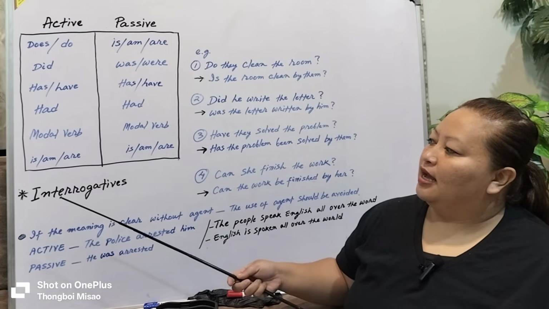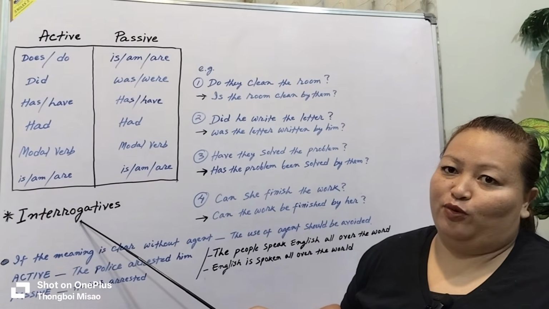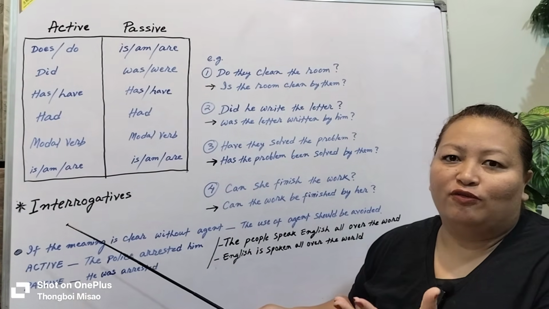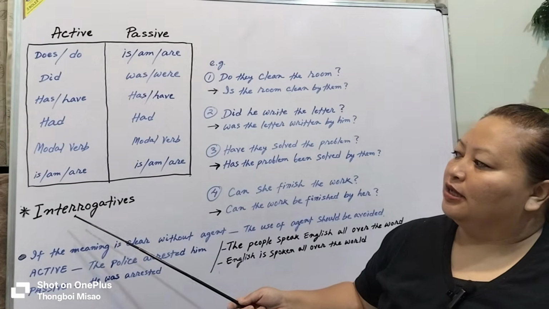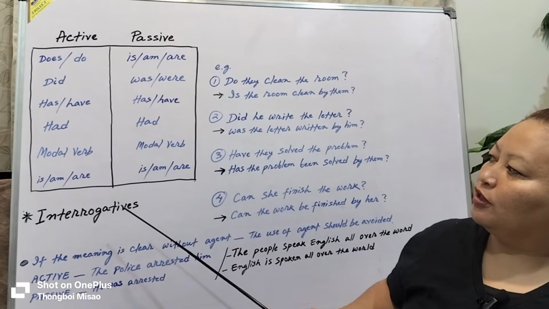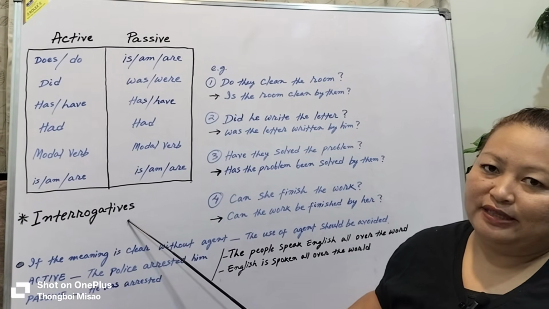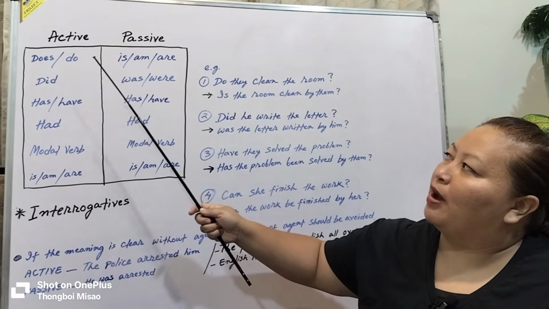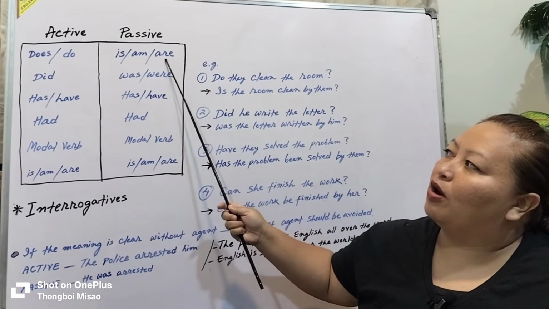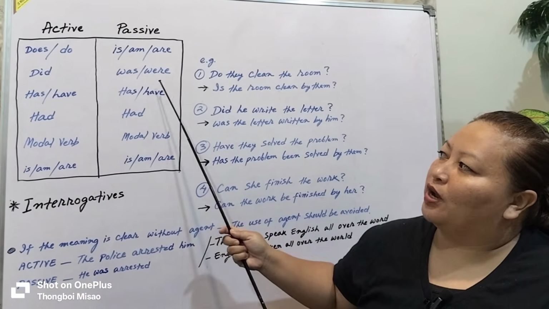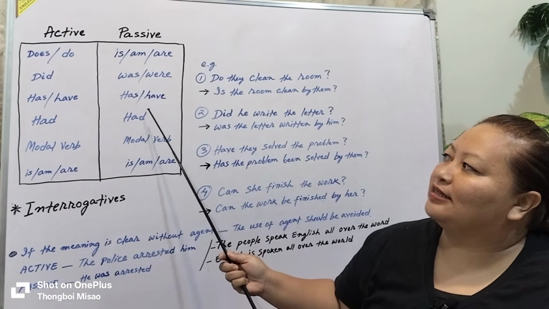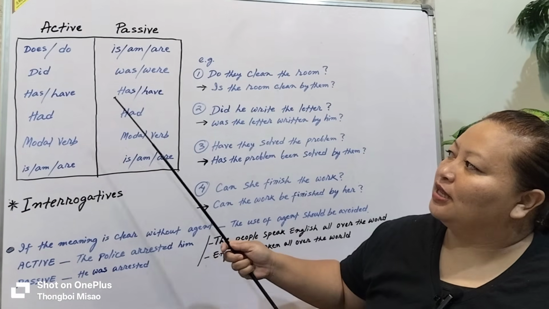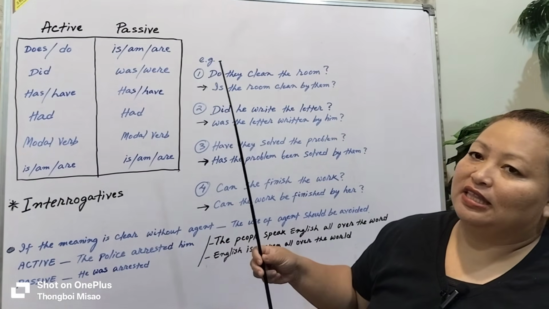Adding in interrogative, active, and passive voice. Interrogative is a question. For a question, the passive voice also becomes a question. In this box for interrogative, active voice to passive voice, these are the rules. Active voice: does, do. Then passive voice: is, am, are, did. Active voice: was, were, has, have. Active to passive: has, have. This is the whole rule.